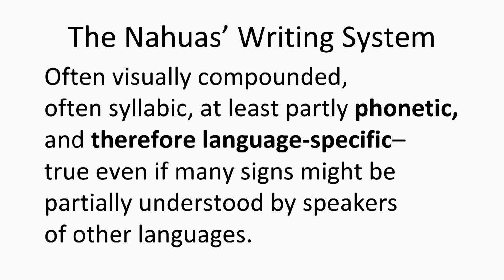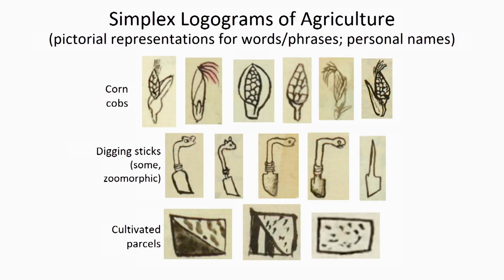So just to emphasize, the Nahuatl writing system was at least partly phonetic and therefore language specific, because the sounds that the signs suggest are part of the language that you would have to know Nahuatl to understand them. Even though part of this pictorial writing system could be understood by people of other languages to some extent. So it's not to say we don't have what some people might want to call pictographs. It's just to say that there's more than that.